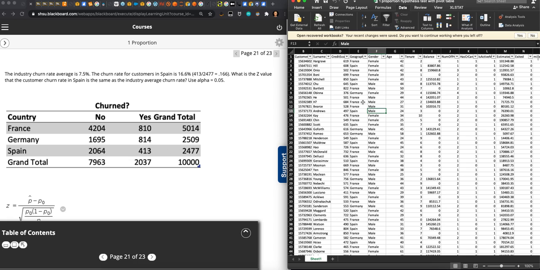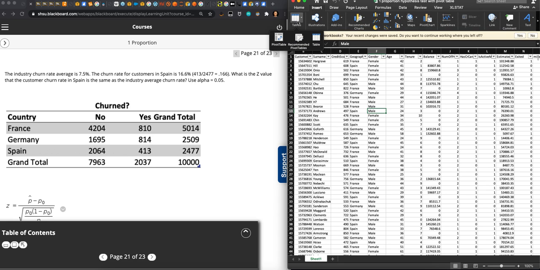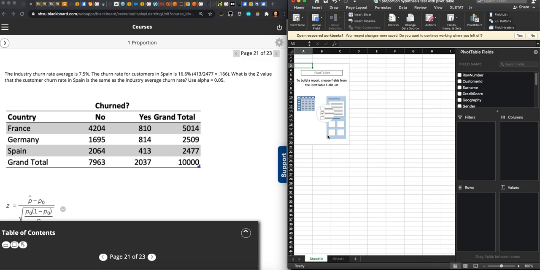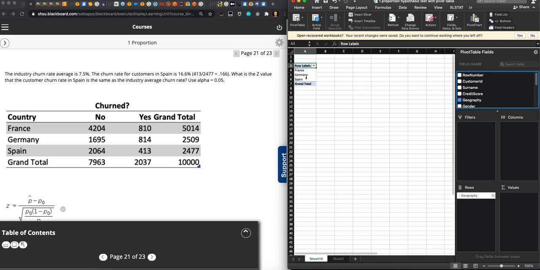So let's, first of all, build this out. We're going to use a pivot table. So we'll go to Insert, Tables, Pivot Table. I want to take all this data with me. All right, now my rows are going to be country, and my churn is here, exited. It's going to be a column.